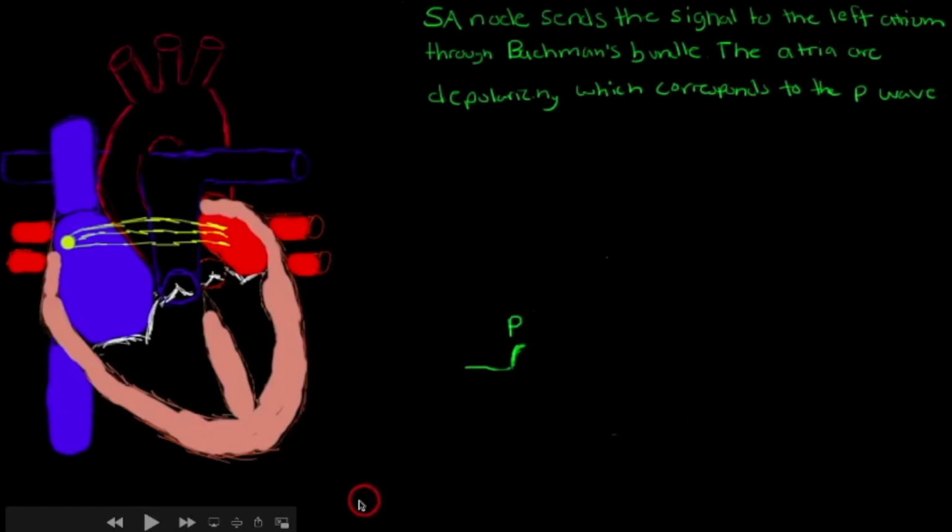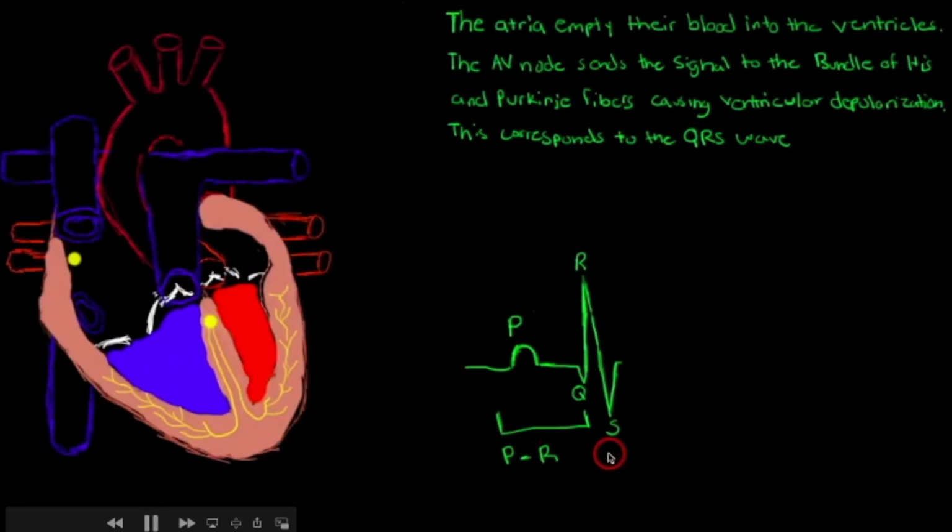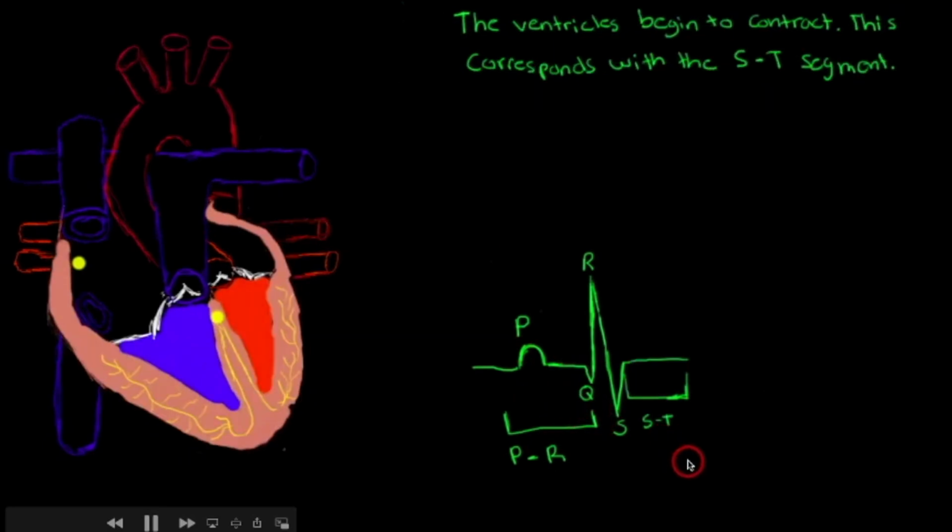So just for you visual learners out there, here's the animation just played through. The first thing that happens is that the signal comes from the SA node to the left atria, and then they begin to depolarize, which brings up this deflection up here, which is the P wave. Then they send the signal through the internodal pathways to the AV node. That AV nodal delay occurs, which will allow for blood in the atria to go to the ventricles, which corresponds with the P to R segment. Then the ventricles begin to depolarize as the signal goes from the AV node to the bundle of His to the Purkinje fibers, which corresponds to the QRS wave.